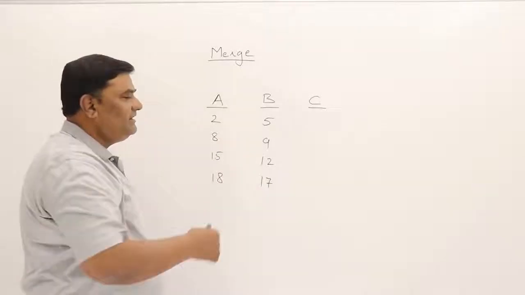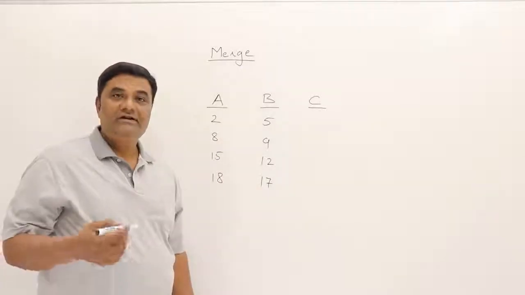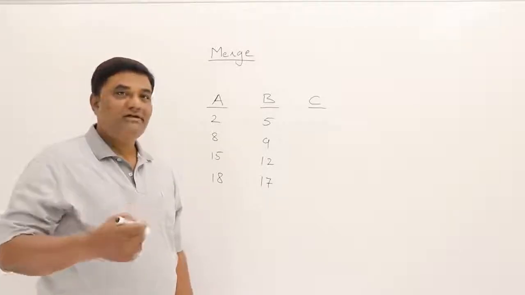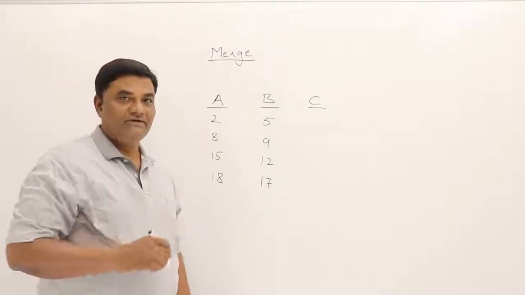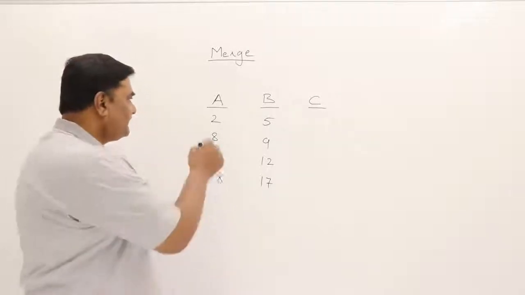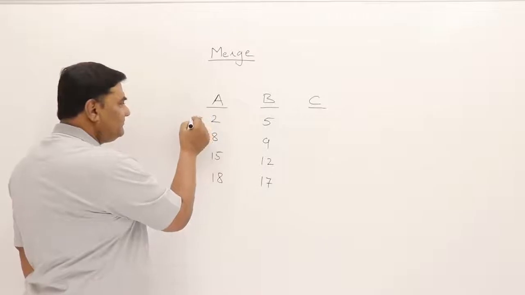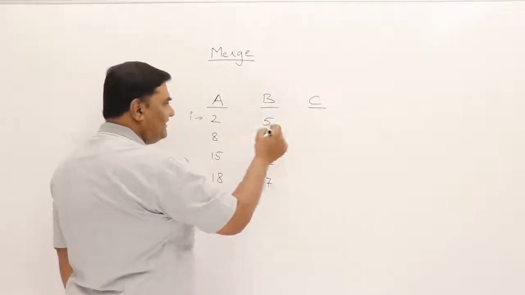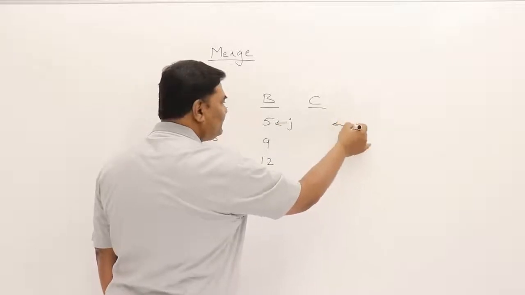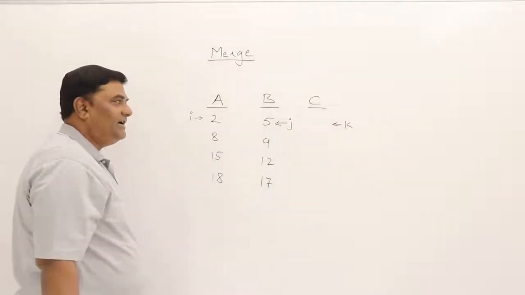These lists can be in array also, or they can be in linked list also. So irrespective of data structure, we are just looking at two lists. Now let us understand how to combine them. So for each list, I need some index pointer. Let us take I here and J here and K for this C list, which is in the beginning an empty list.